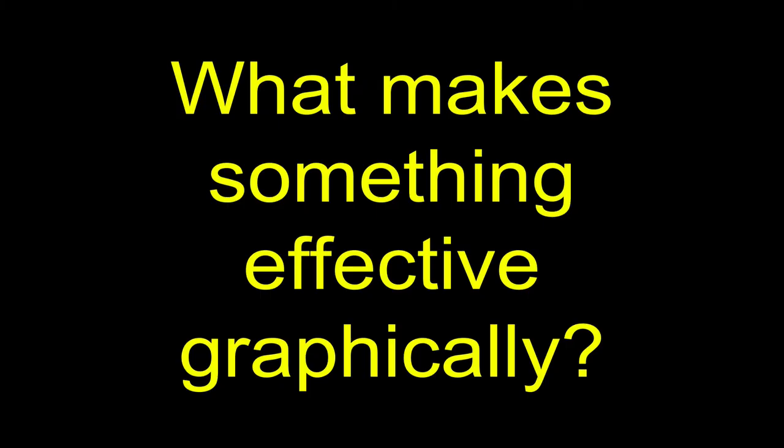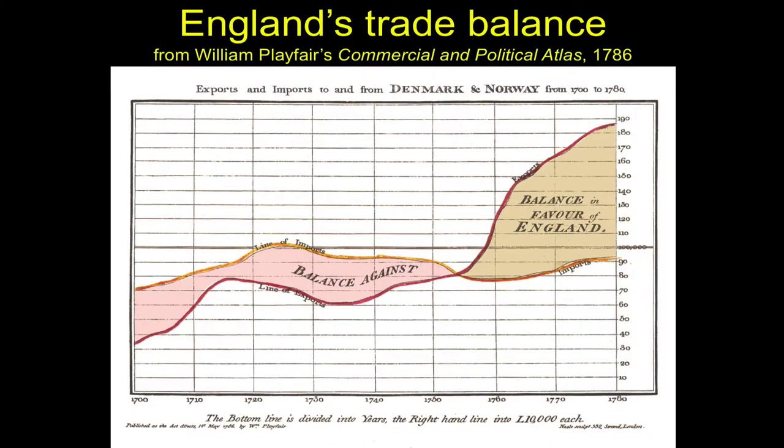So we might then ask, what makes something effective? What's an effective way to present some quantitative information? So have a look at this. Stare at this for a second and tell me what you think is going on here. Yeah, so right here. The bottom line is divided into years, the right-hand line into 10,000 pounds each. So this is 10 times 10,000 pounds, 20 times 10,000 pounds, etc. So this is amount of money or value, worth.